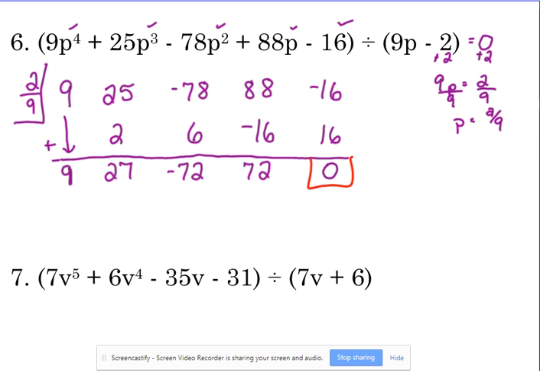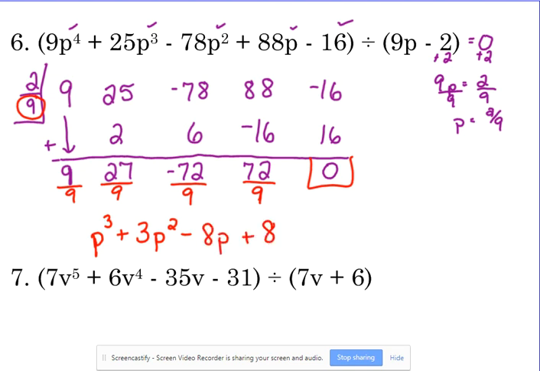Now, this time, before we put our variables in there, since the number on the shelf was a fraction, we've got to divide all those coefficients by the number that was in the bottom of the fraction. So we've got to divide these all by 9. And guess what? It's going to divide evenly. If they don't, then you're dividing by the wrong number, or you got something wrong somewhere in there. Okay, so 9 divided by 9 is 1. So we've got 1p cubed plus 3p squared minus 8p plus 8.